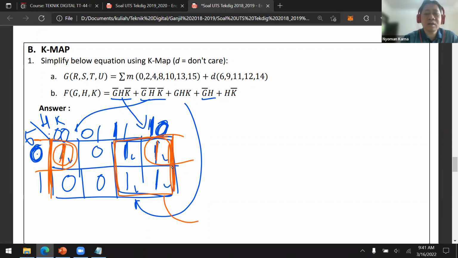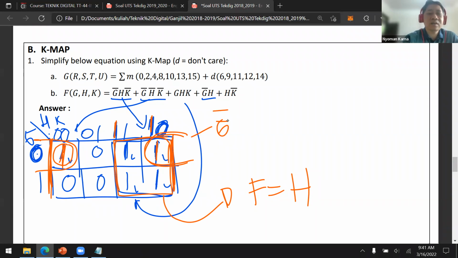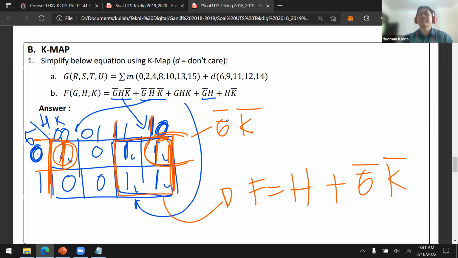Okay, so now let's identify the group. This is column-wise and happens when H is 1. So the simplified function is H for that group. And then this group happens when G is 0 and K is 0. So the answer is H plus G naught K naught. That's it.